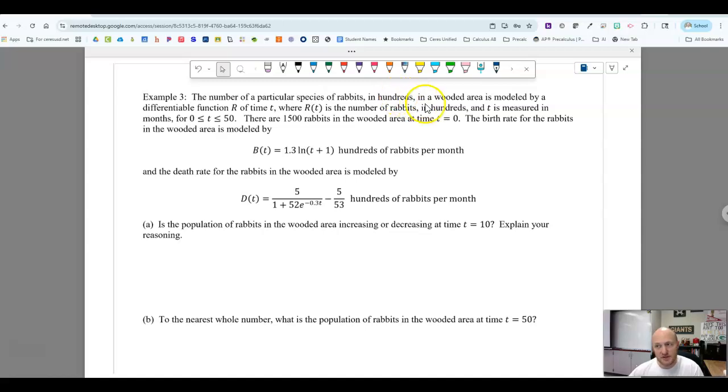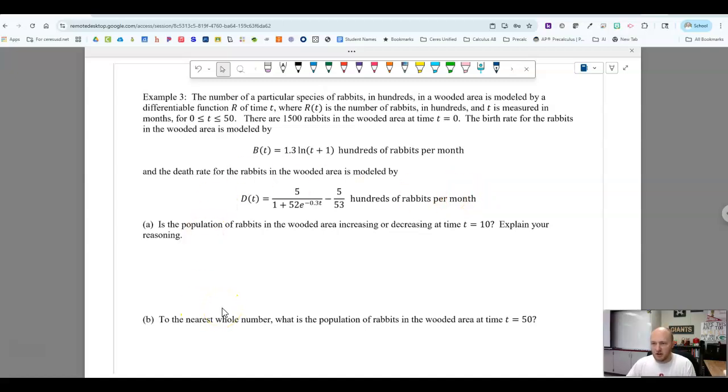They say the number, in hundreds, in a wooded area is modeled by a differentiable function r of time t, where r of t is the number of rabbits, or the population of rabbits, in hundreds, and t is measured in months for 0 to 50. They say if there are 1,500 rabbits in the wooded area at time t equals 0, and the birth rate for the rabbits in the wooded area is modeled by b of t in hundreds of rabbits per month, and the death rate for rabbits in the wooded area is modeled by d of t, hundreds of rabbits per month. They have some questions here.